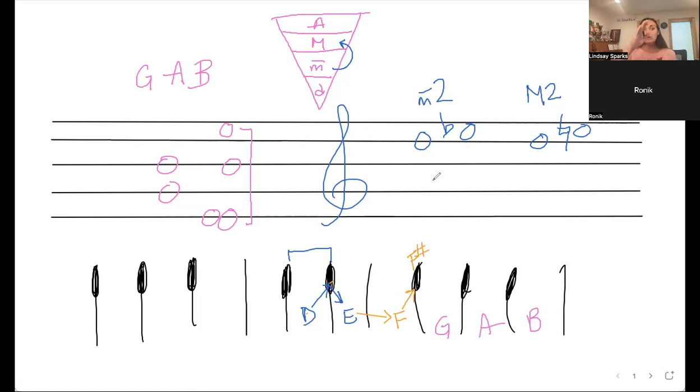So we can keep creeping and crawling up by half step and get to all of our intervals, right? So D to G is a perfect fourth. D to G sharp is an augmented fourth or diminished fifth. They are enharmonic. D to A is a perfect fifth. D to B flat is a minor sixth. D to B natural is a major sixth. D up to C is a minor seventh. And then D to C sharp is a major seventh. D to D would be an octave.